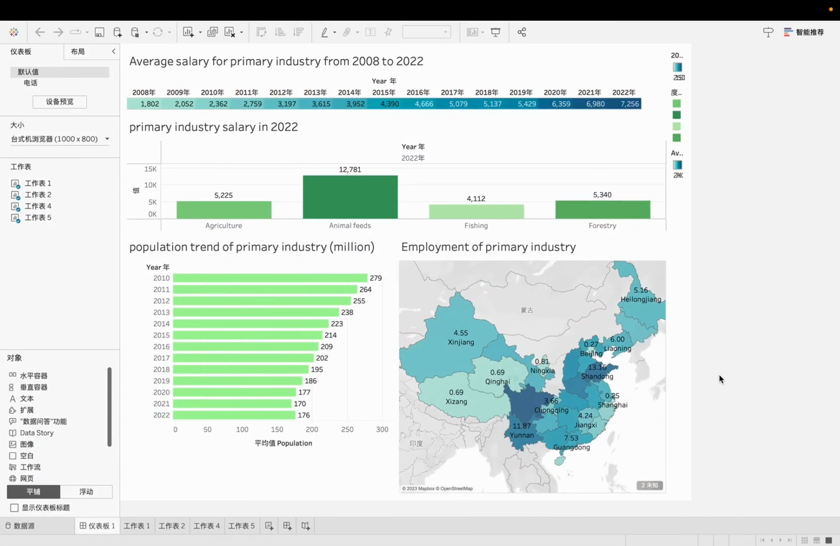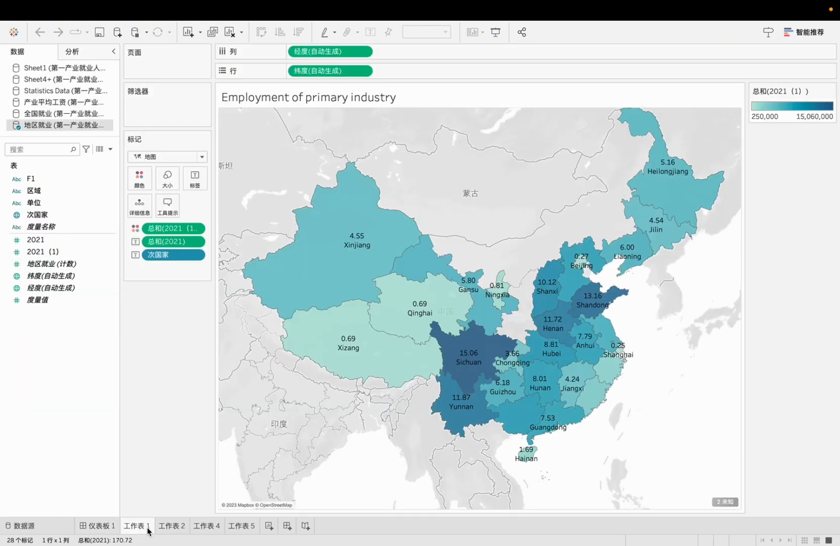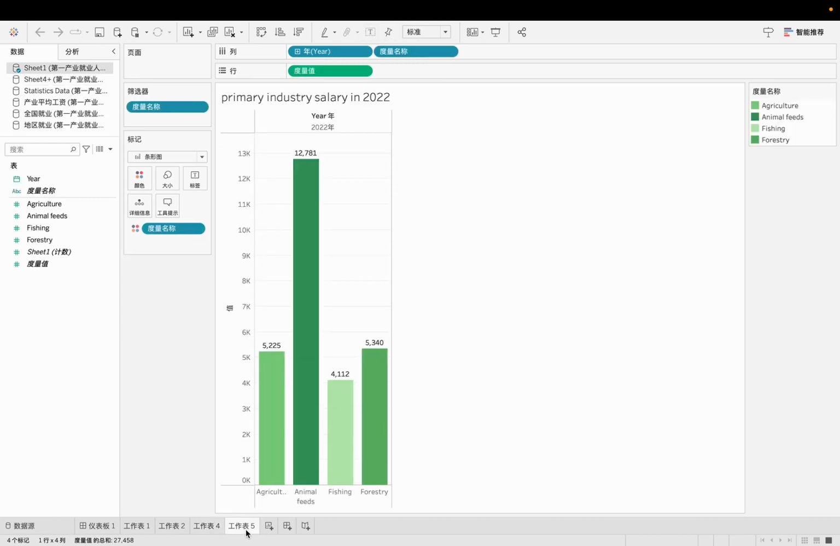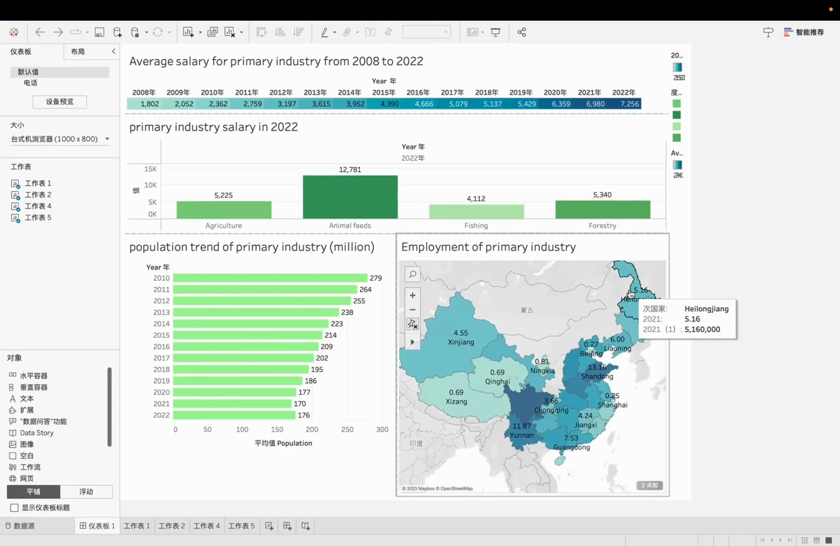This is the primary industry data visualization. We can use worksheets to edit our collected data and then put them together to get our data visualization. So this is the employment of the primary industry. You can see the distribution of the employment. It's mainly concentrated in the south of China.